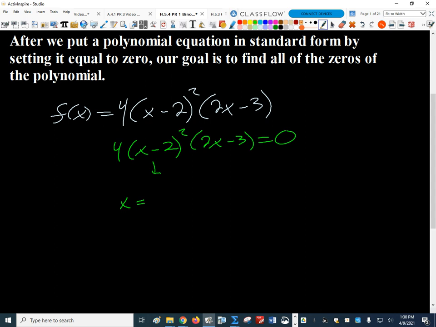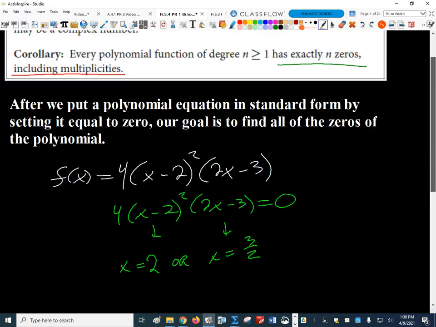So what's the zero of our first factor? 2. Everybody agree? If I set it equal to 0 and solve, I get x equals 2. How about the second one? You can do that in your head. If I set that equal to 0 and solve, I'm just pushing the 3 over and dividing by 2, right? So what do I get? 3 halves.